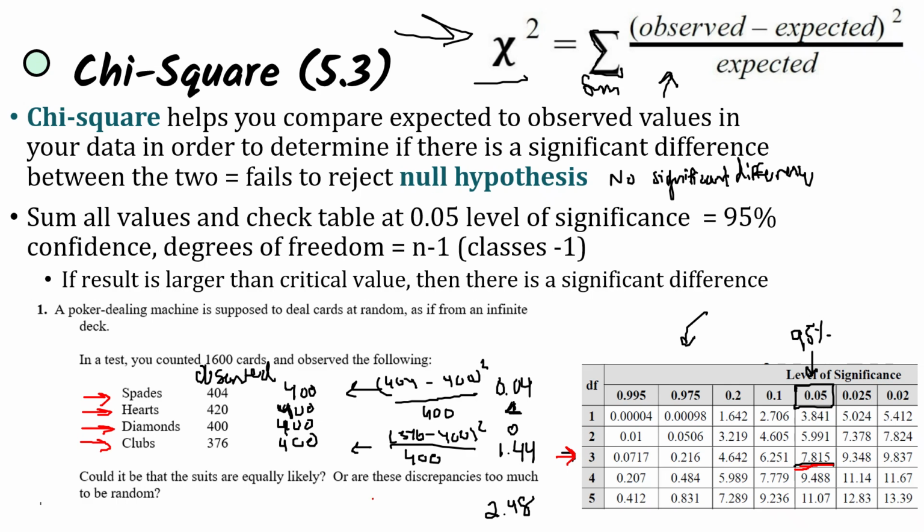Obviously, 7.815 is larger than 2.48. We can add a 0 there as a third decimal point. And so what this means for us is that there is no significant statistical difference between the expected and observed values. The poker dealing machine is actually dealing cards at random, and the difference in the observed values are not significant enough to suggest that the poker machine is broken or potentially cheating.